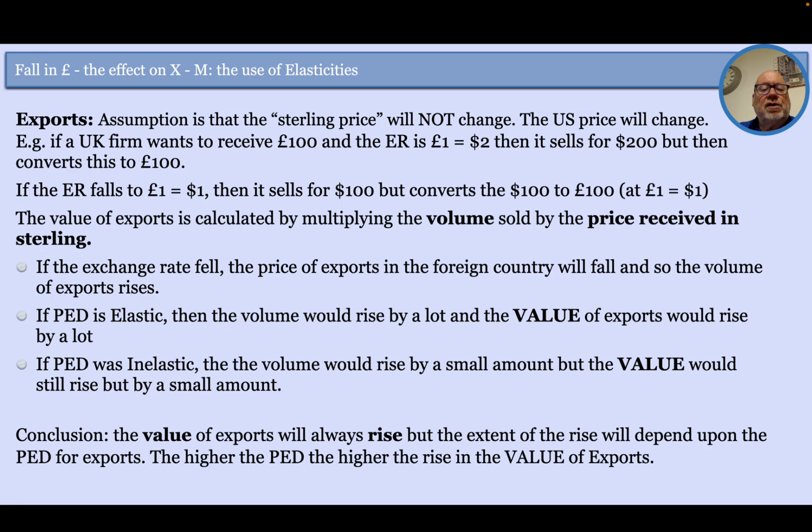So the value will still rise, but by a small amount. So with elastic, price in America goes down, we sell loads more, we still convert, and we're getting £100 for every one that we're selling, and so we're getting a big increase in the value of exports. With inelastic, there's a small increase in the value of exports, but the value of exports will always rise.